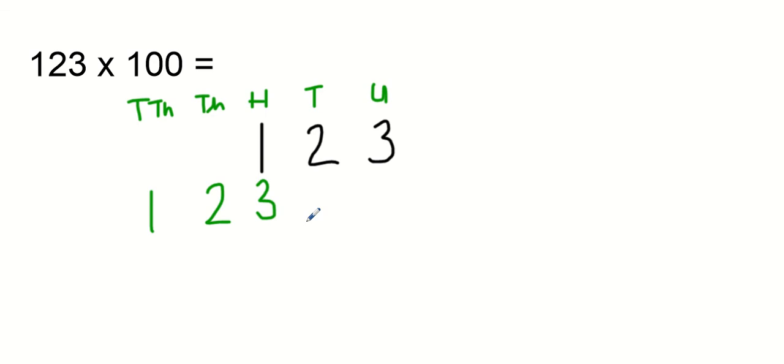We now need to look at what we've got here. We've got 2 gaps, we need to put placeholders in, but we can't change the size of the number, the value of the number. We can't add anything to it. So if we put a 0 and another 0, our zeros are our placeholders.